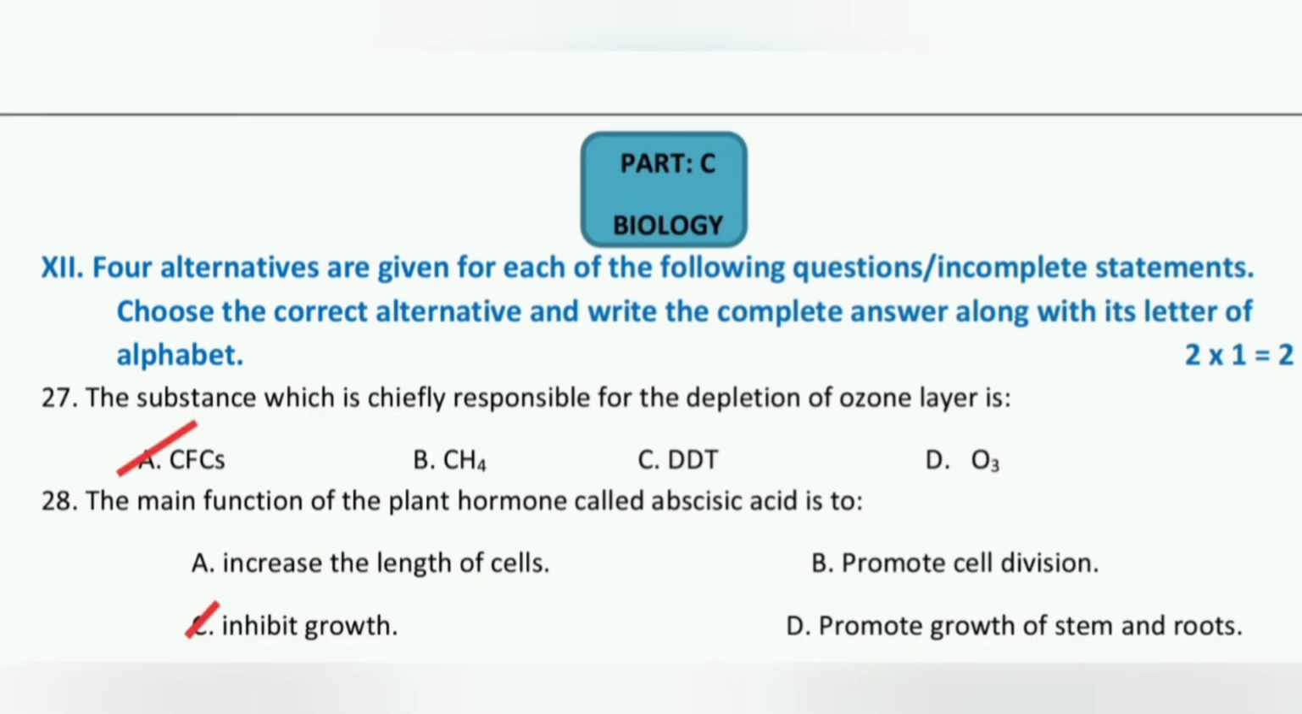Now moving to part C, biology multiple choice question. The substance which is chiefly responsible for the depletion of the ozone layer is, already we have discussed, CFC, chlorofluorocarbons. Next question. The main function of the plant hormone abscisic acid is to inhibit growth in plants.